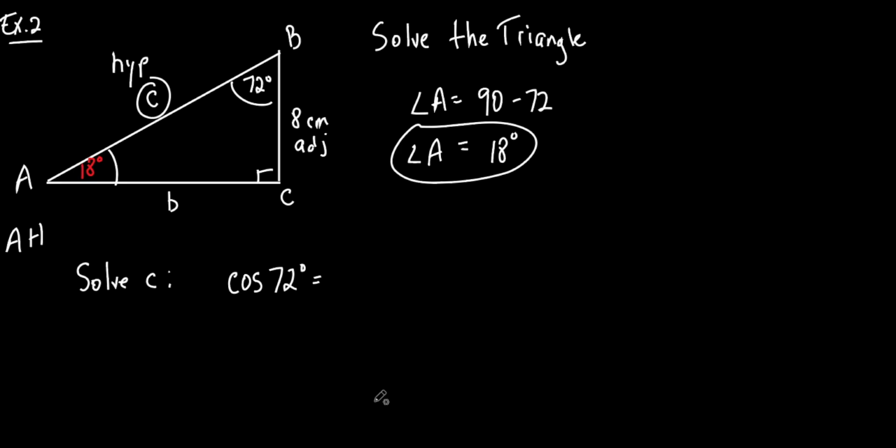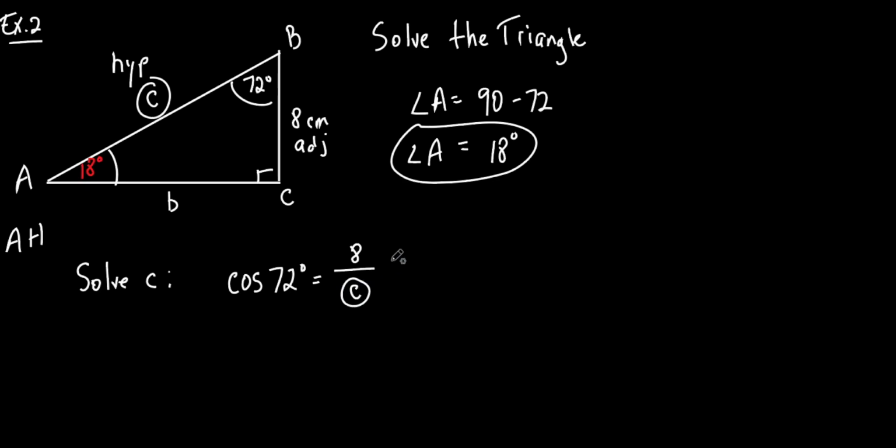Which one's adjacent? 8, right? And which one's hypotenuse? It's C. It's the letter C, so I put it here. So what we're going to do now is a little bit of algebra. At first, it looks a little bit confusing. Actually, solving for B might have been a little bit easier, but we'll do it this way. I've got to solve for C.